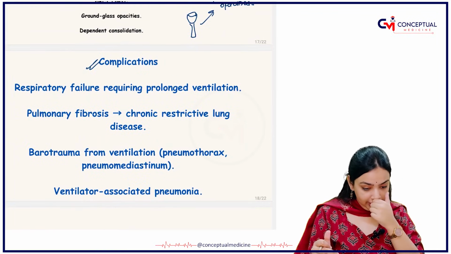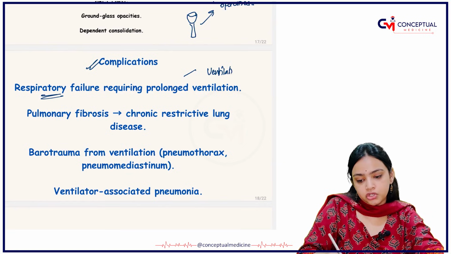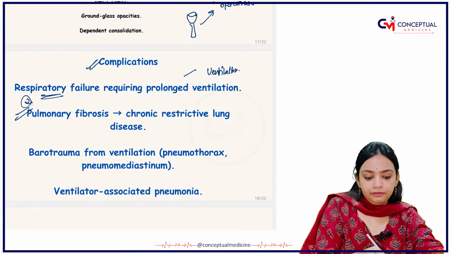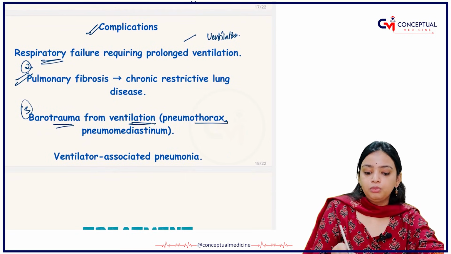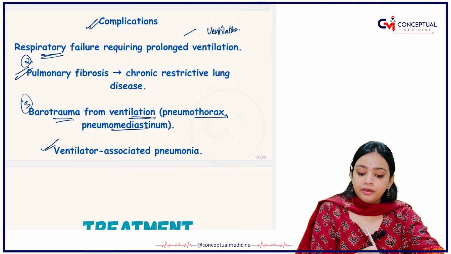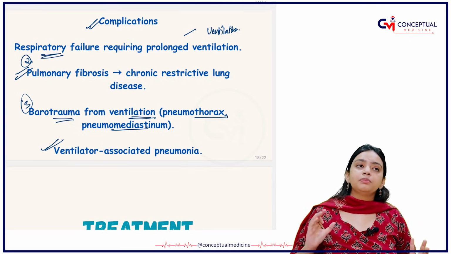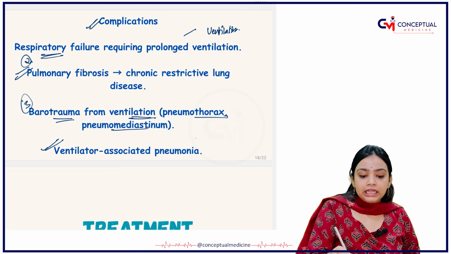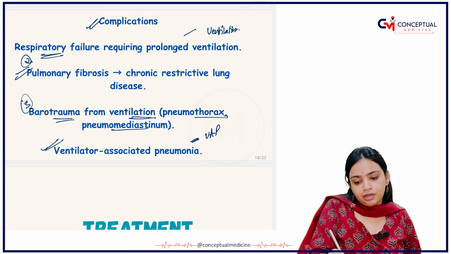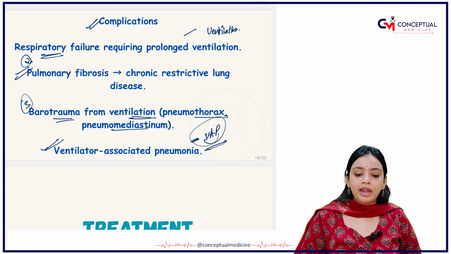Okay. Next, what are the complications you have? First one, there will be respiratory failure if the person is on prolonged ventilation. Then there will be pulmonary fibrosis. Then there will be barotrauma from ventilation like pneumothorax and pneumomediastinum. There will be ventilator associated pneumonia. In developing countries, ventilator associated pneumonia is so common, and you will read about it in this chapter.